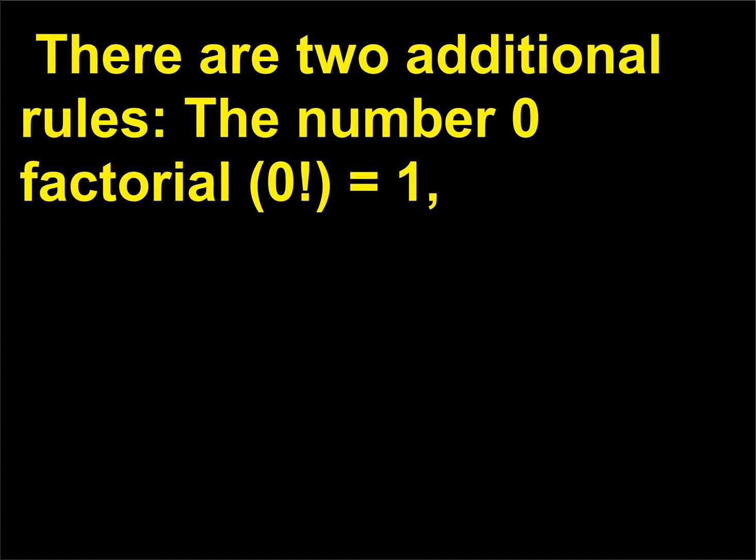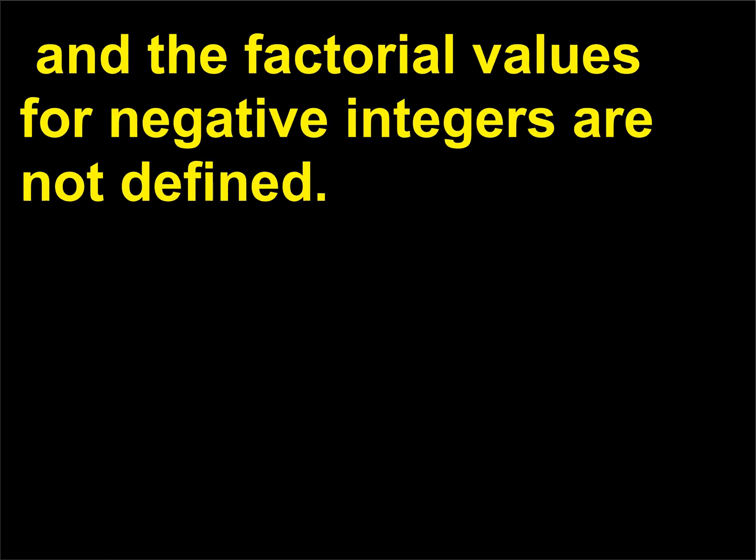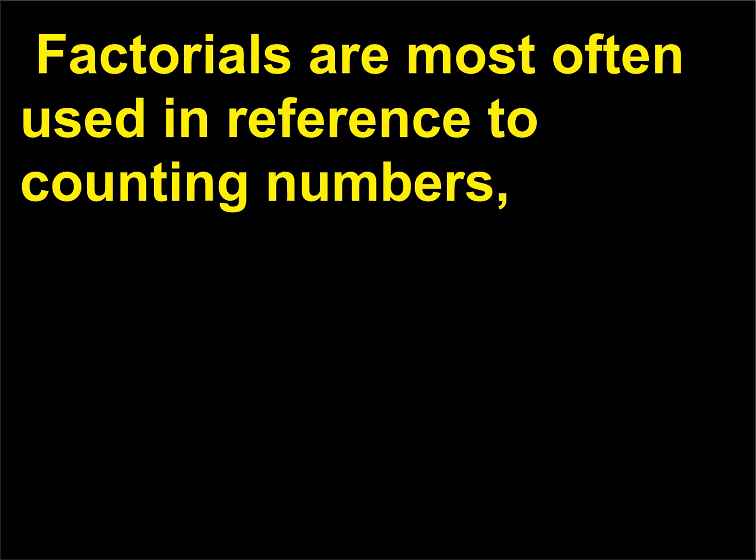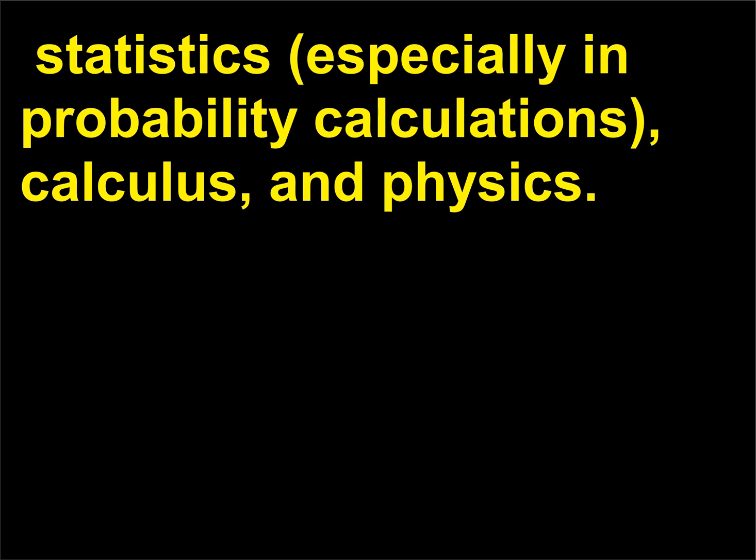There are two additional rules: 0 factorial, 0!, equals 1. And the factorial values for negative integers are not defined. Factorials are most often used in reference to counting numbers, statistics, especially in probability calculations, calculus, and physics.